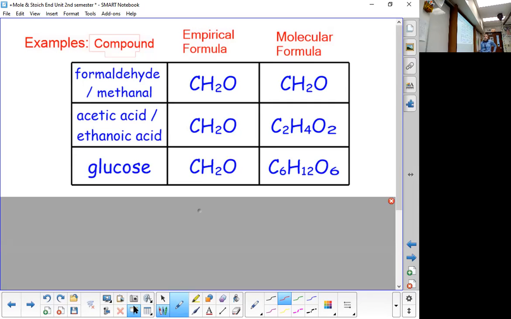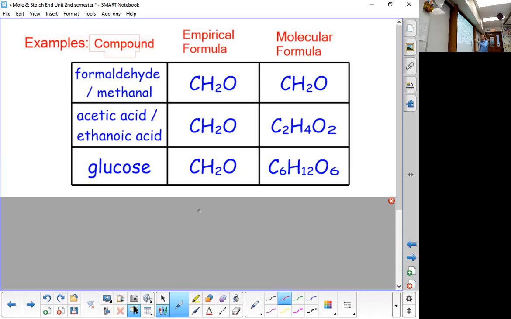Ionic compounds will always show the empirical formula be the same as the molecular formula. And so here I have formaldehyde, or we learned it as methanol, acetic acid or ethanoic acid is the proper IUPAC name, and glucose. They all have an empirical formula of CH2O, meaning they have the same percent carbon to hydrogen to oxygen, but the molecular formula of formaldehyde is CH2O, but ethanoic acid is C2H4O2, 2 times that, and glucose is 6 times the empirical formula.